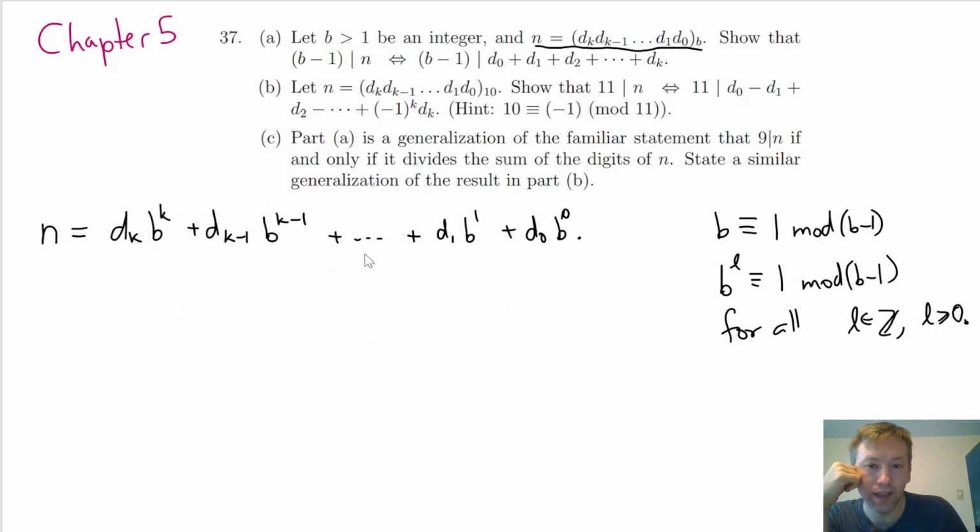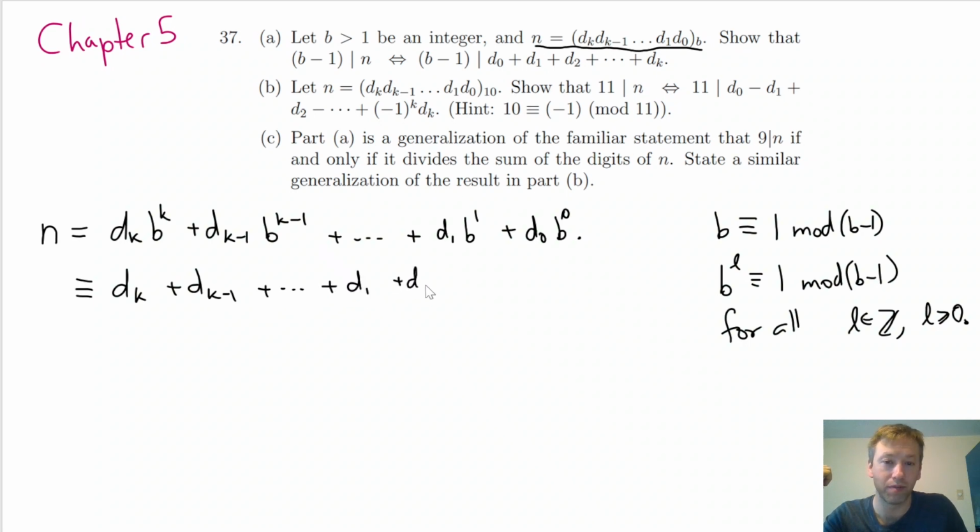Okay, so if I was to take this expression modulo b minus 1, this first term is just dk b to the k, and the b to the k can be replaced by a 1 when we're working modulo b minus 1. So this is just dk plus dk minus 1 plus dot dot dot plus d1 plus d0. So this only makes sense if I'm working modulo b minus 1, right? Because all of the powers of b, by this thing that we said here, they can all be replaced by a 1, right?